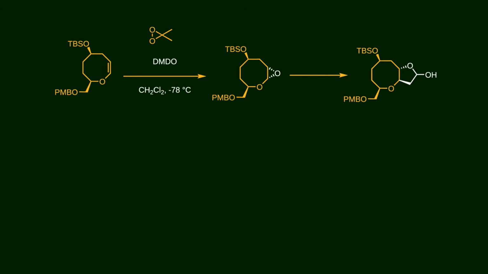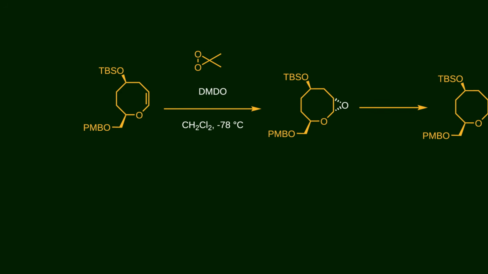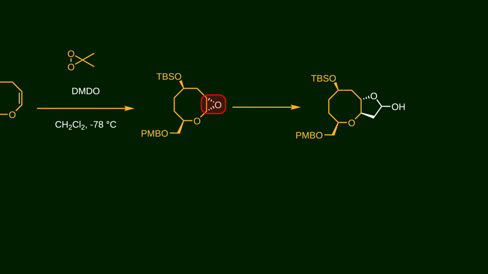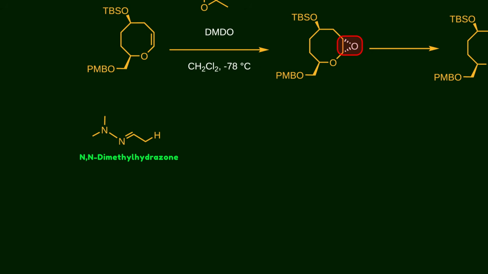In the next step, an epoxide ring is introduced to the double bond by DMDO. Because of the specific architecture of the substrate, the epoxide ring is formed below the plane, opposite to the substituents. Next, a hemiacetal is installed on the molecule. N,N-dimethylhydrazone is used for this transformation.